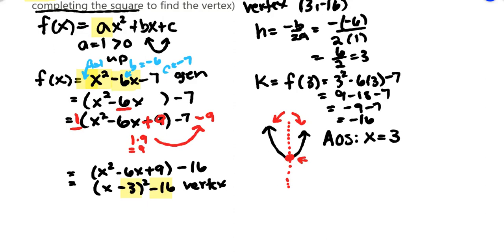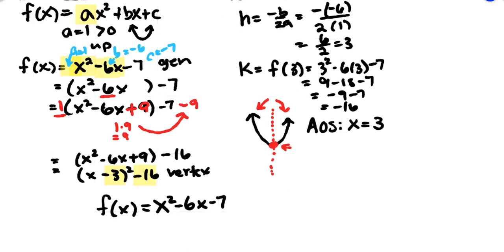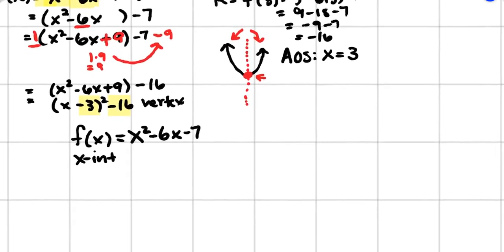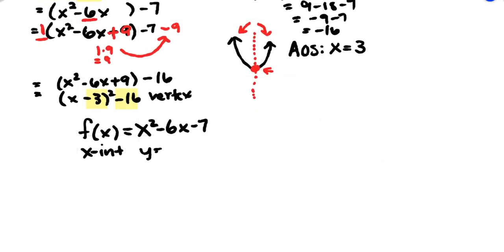So if we have the function, which is f of x equals x squared minus 6x minus 7, and we want to find the intercepts, we'll find the x-intercept by letting y equal 0. This is written in function notation, so y is f of x, and that would give the equation 0 equals x squared minus 6x minus 7. Let's try to solve this by factoring.